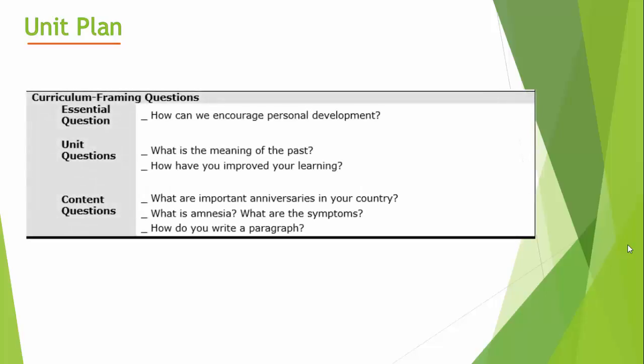About the curriculum framing questions, it has 1 essential question that connects to the other unit in the book. How can we encourage personal development? There are 2 unit questions. What is the meaning of the past and how have you improved your learning? And the last 3 questions will be focused on specific content, such as what are important anniversaries in your country? What is amnesia? What are the symptoms? How do you write a paragraph?